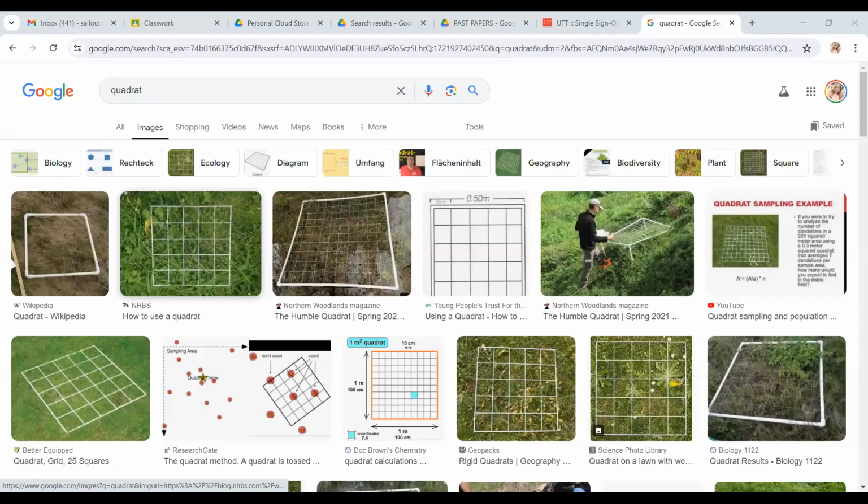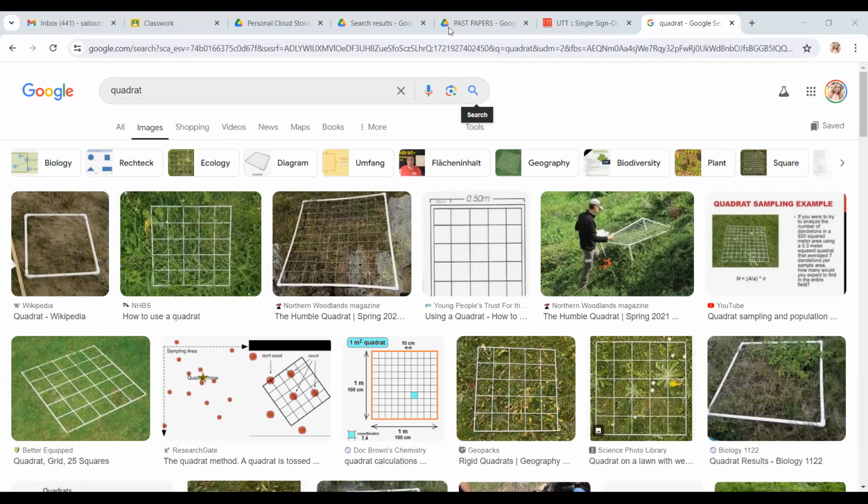So it's a square grid. This is what the grid would look like, and it's placed several times at random in an ecosystem. The number of species of plants or animals inside of those blocks are counted. Now, if it's impossible to distinguish the individual plants, the percentage of the quadrat area they cover is estimated. It's used to study a fairly uniform ecosystem, like a grassland, something that doesn't have too much variety.